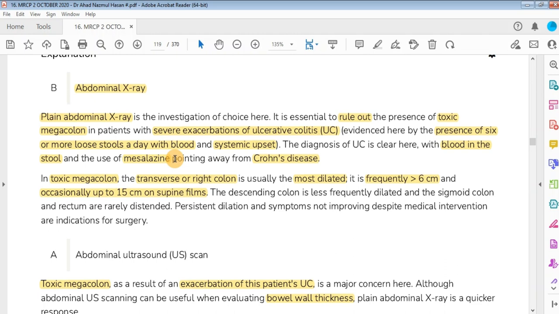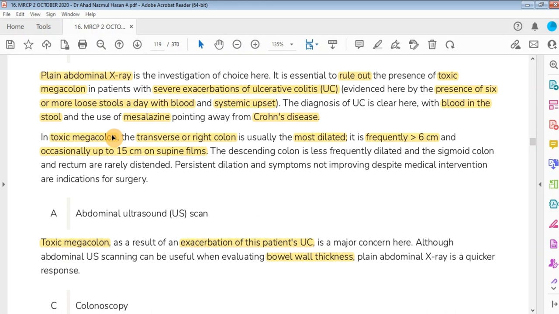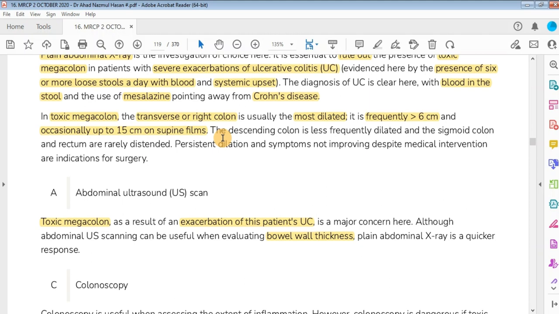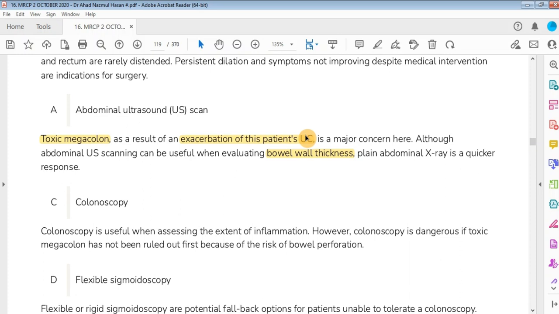Crohn's disease. In toxic megacolon, the transverse or the right colon is usually most dilated, and this is frequently greater than 6 cm and occasionally up to 15 cm on the supine films. The descending colon is less frequently dilated, and the sigmoid colon and rectum are rarely distended. Toxic megacolon as a result of an exacerbation of this patient's ulcerative colitis is a major concern here.